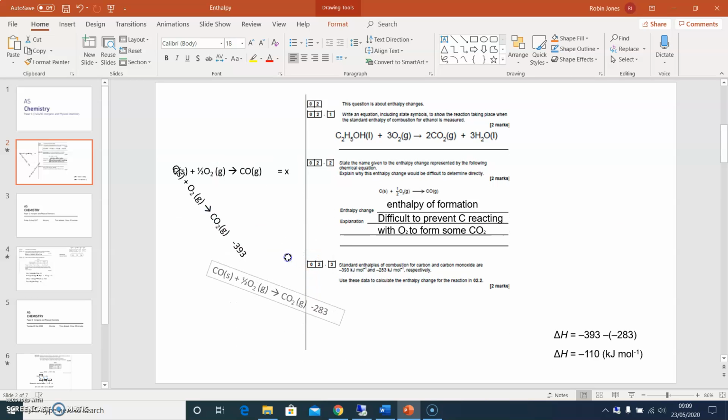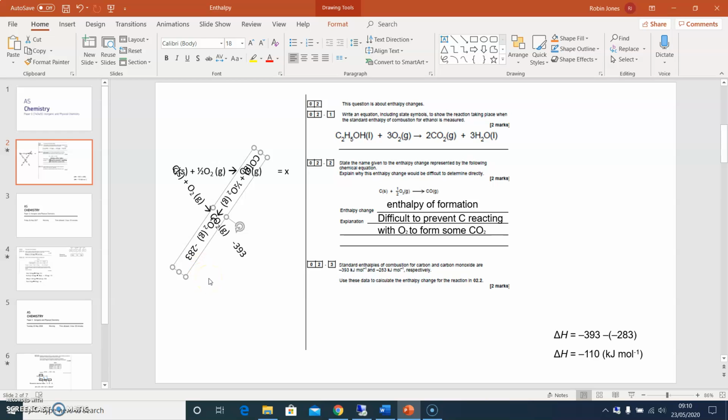I have made one mistake though that I want to correct. Carbon monoxide's not a solid, it's a gas. Let's do a quick match again. Carbon monoxide matches. So this reaction here, coming down here, is minus 393. This reaction coming down this way is minus 283.